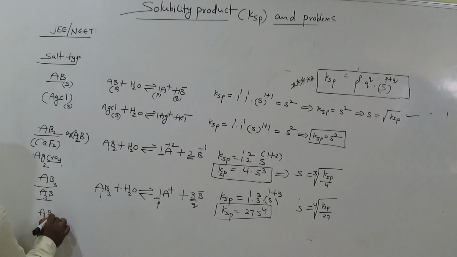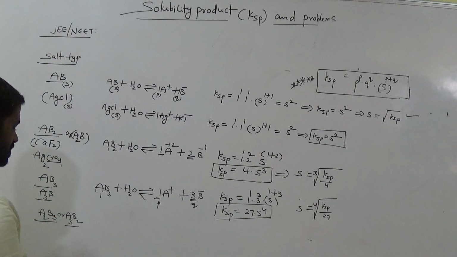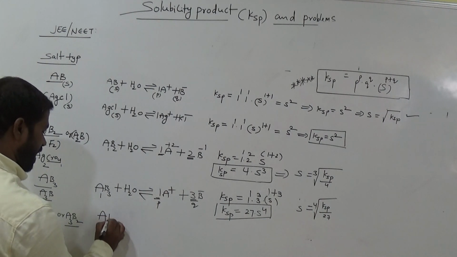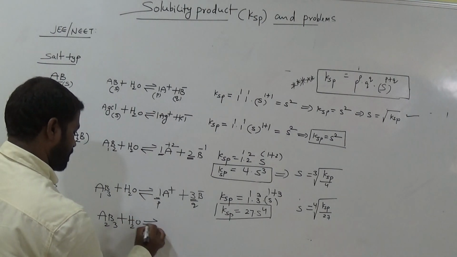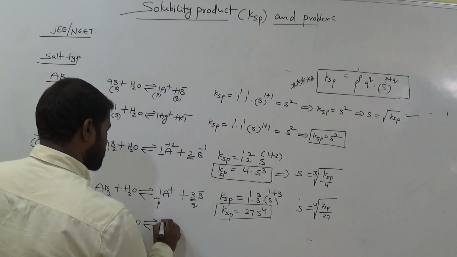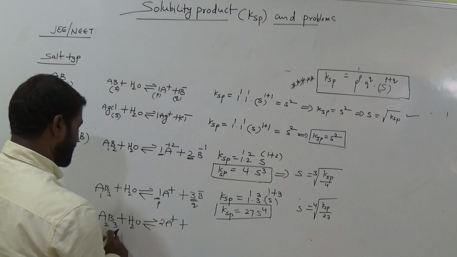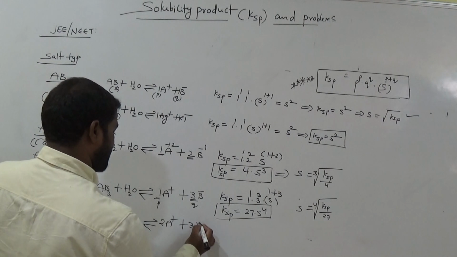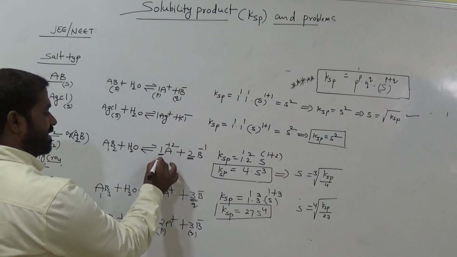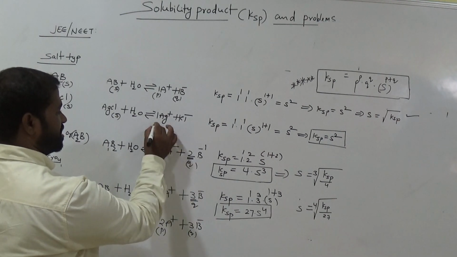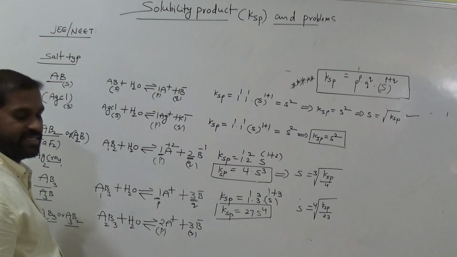Next come to A2B3, or A3B2 also. So now what is the given salt? A2B3, am I right? So dissolved in water. How many A's are here? We have 2. So write 2A plus. How many B's here do we have? 3. B minus. What is P here? 2. What is Q? 3. Clear? This is P, this is Q. Assume like that.